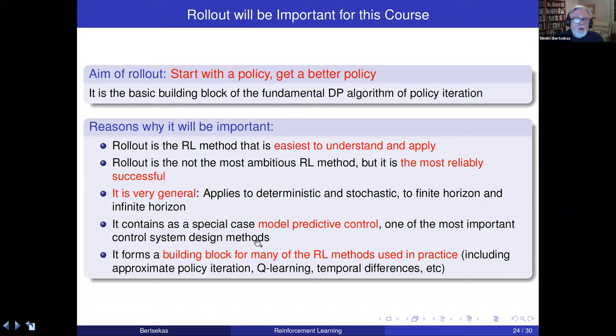Rollout also is a building block for many of the methods that have been used in practice, including approximate policy iteration, Q-learning, temporal differences, and so on. Rollout is really one step or multi-step approximation in value space using a policy to generate cost approximations. And that sort of thing arises in many contexts within the reinforcement learning methodology. So there's good reason for us to study it. And we're going to look now at deterministic problems.